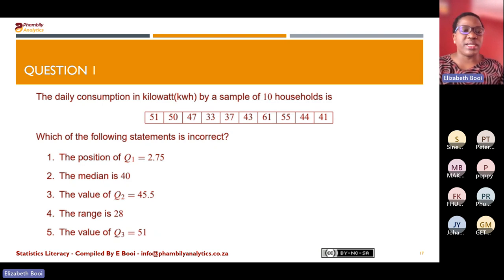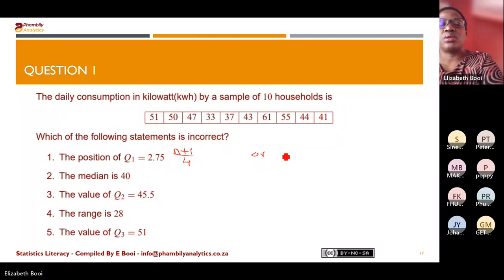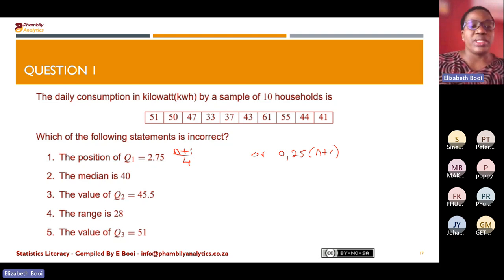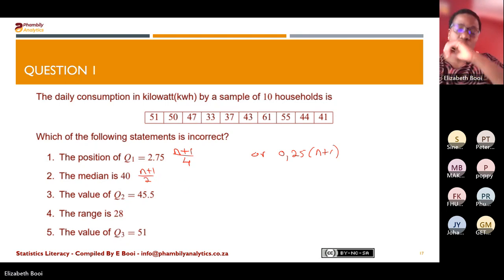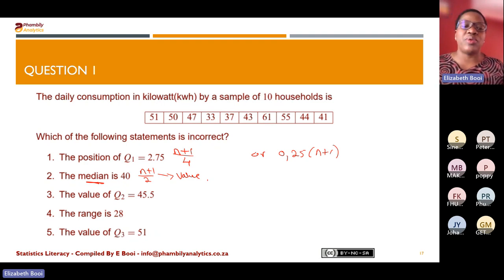Statement 1, which is option 1, says the position of quartile 1 is 2.75. Therefore, it means go and find n plus 1 divided by 4 and check if it's the same as 2.75, or use 0.25 times n plus 1 to find out if it is 2.75. Number 2, it says the median is 40. Then you need to go and find the position n plus 1 divided by 2. Once you have the position, then go find the value, because that's what they said. They didn't want just the position. They want you to find out which one is the median value.